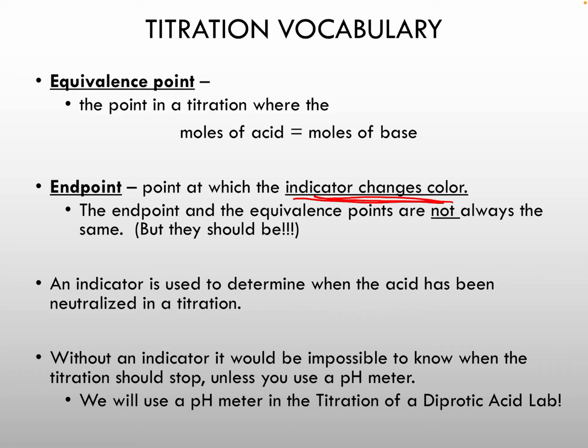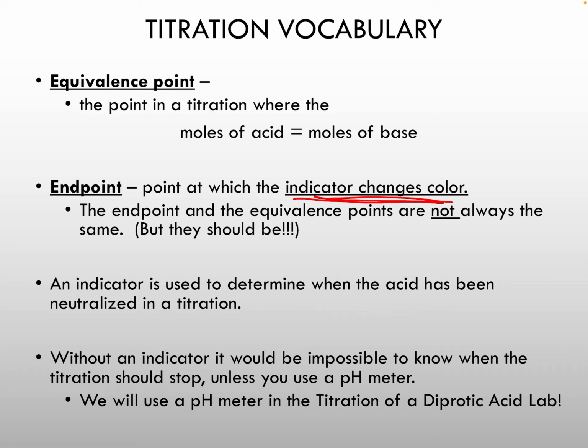So again, an indicator is used to determine when the acid has been neutralized in a titration. So it's really important to know the approximate pH at which that will happen, because indicators change color at a very specific pH, and there'll be one color in an acid and one color in a base, just like we were working with methyl orange, right? And it went from red to yellow.